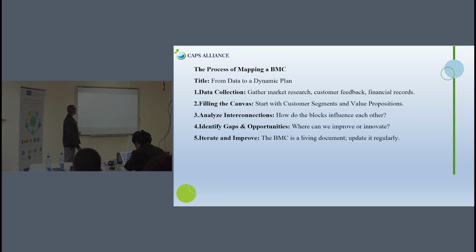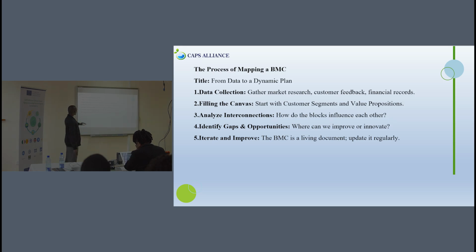Now here, mapping. How do we do the mapping of the BMC? We have to do data collection. Every other time you have to gather market research. You see if maybe your market is, for example, right. So you have to do a market survey around town, around some other cities, just to make sure that you know where you'll be taking your product.